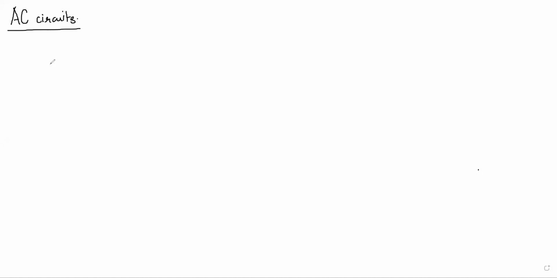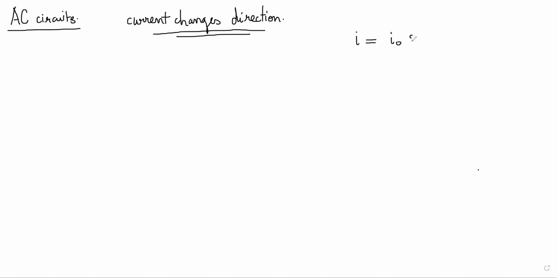Fine. So actually, this is one of the last chapters for electromagnetism. And here, we are talking about circuits where current changes direction. Any household circuit is not a direct current, not DC. It's alternating current, where current is periodically changing its direction. So the current is a function of time and becomes positive and negative. Generally, I is equal to I naught sine omega t plus phi.